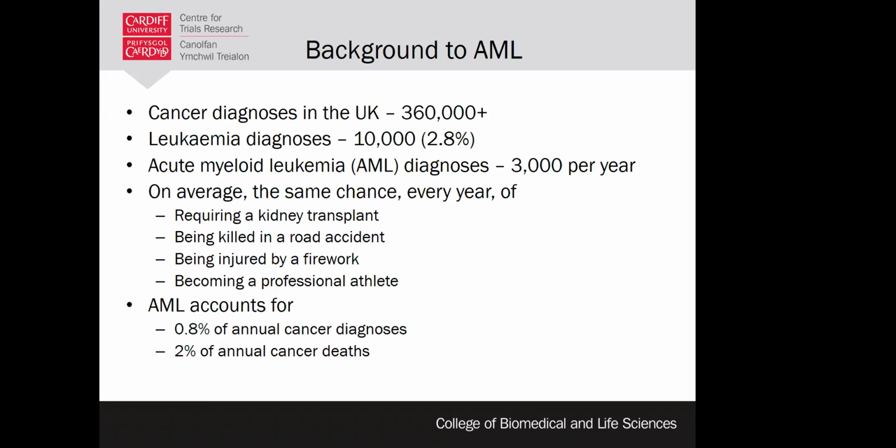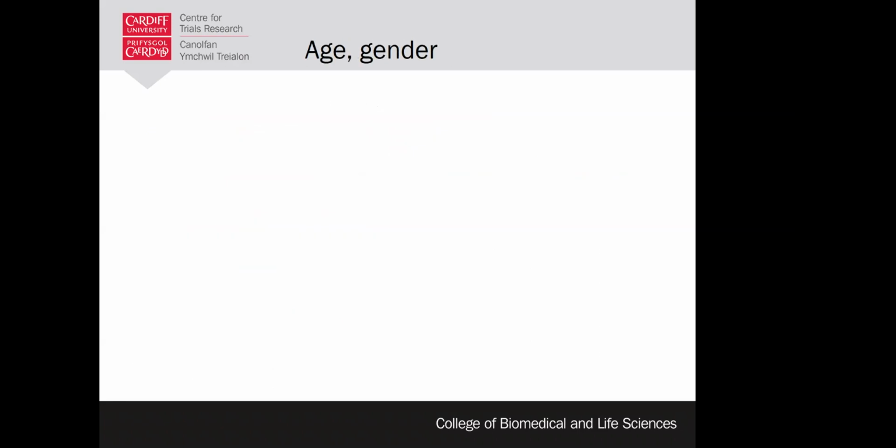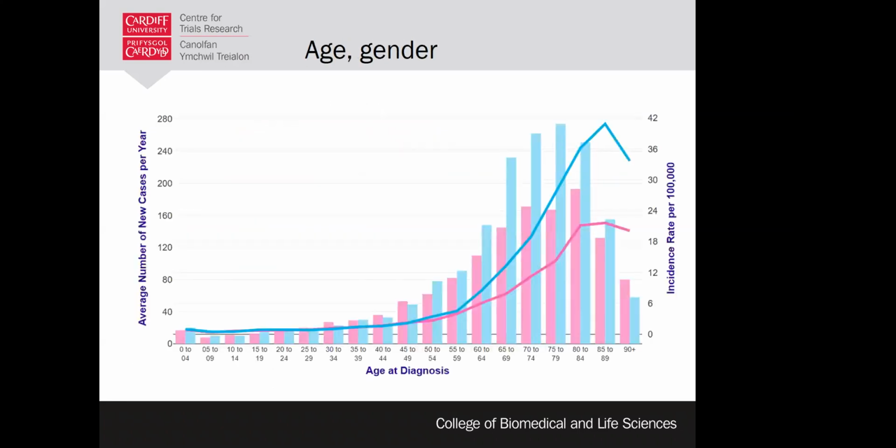So AML, as you can see from those numbers, accounts for less than 1% of cancer diagnoses, but more than 2% of cancer deaths every year. So even within cancer, it's a nasty one. Okay, so looking at the age-gender split, you can see that this is predominantly a disease of the elderly.